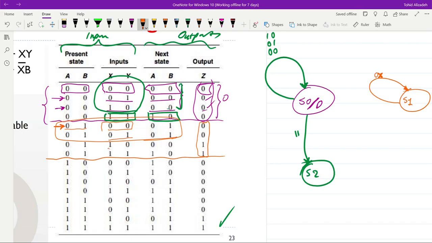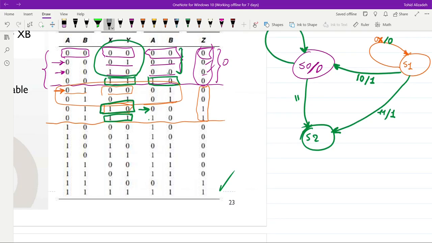But if we receive 10 as the input, the next state will be 00. So we will switch back to 00, S0. If we receive 10 as the input, in this case the output will be equal to 1. In the previous case the output was equal to 0. And finally, if we receive 11 as the input, the next state will be 10. So 11 as the input, the next state is equal to 10, and the output will be equal to 1.